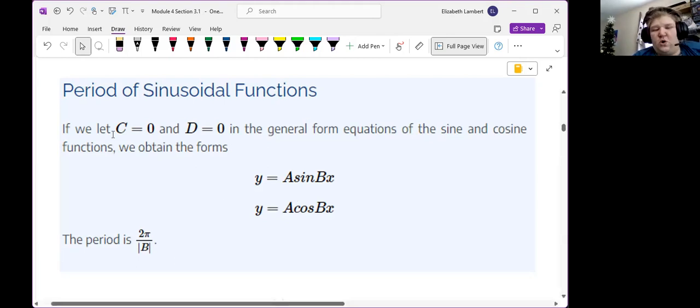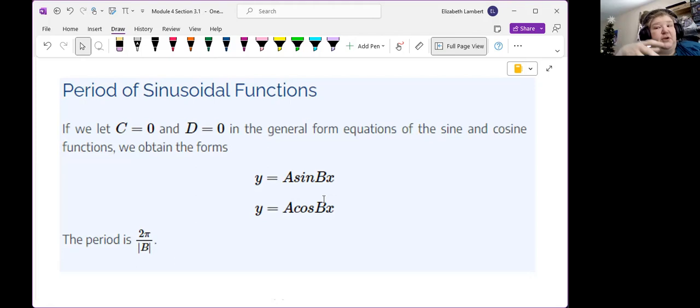All right, so if we ignore horizontal and vertical shifting, we have this graph, A times sine of bx, or A times cosine of bx. The period is 2 pi over b. So the b number here, the stretch number, works backwards from what we would expect. If I see the sine of 2x, I would expect the period to be 2 times as large, but instead it's half as large.